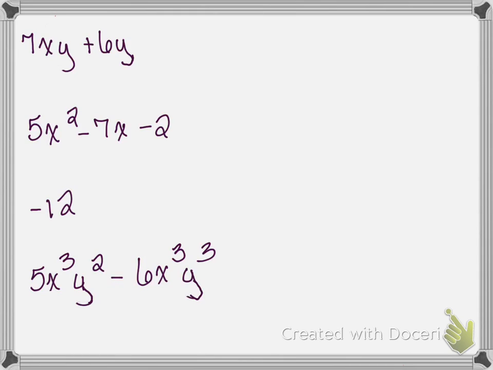My first term, or my first monomial, is 7xy. What is the degree of 7xy? 2. Okay, that's correct. What is the degree of 6y? 1. Good. Okay, what is the highest degree there? 2. So this binomial has a degree of 2.